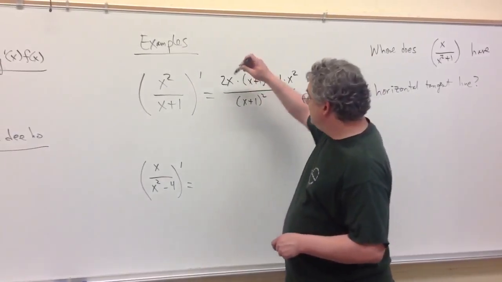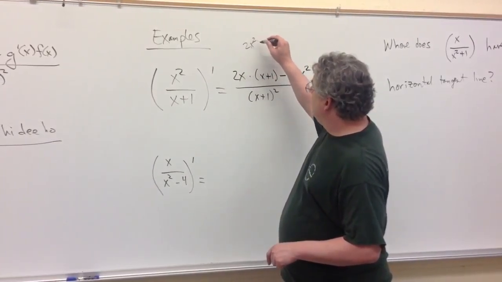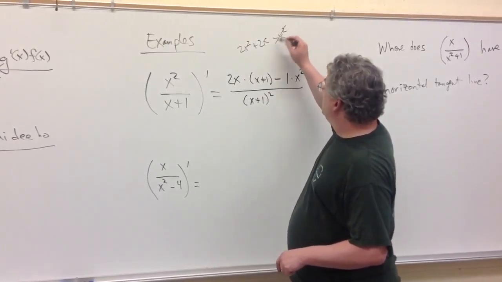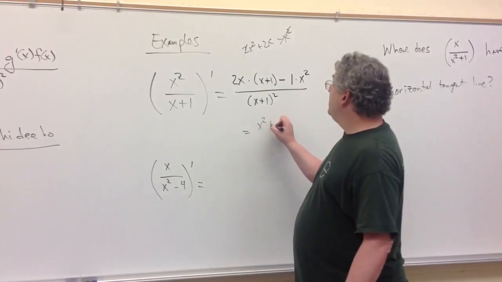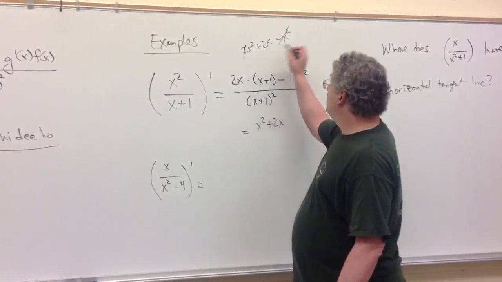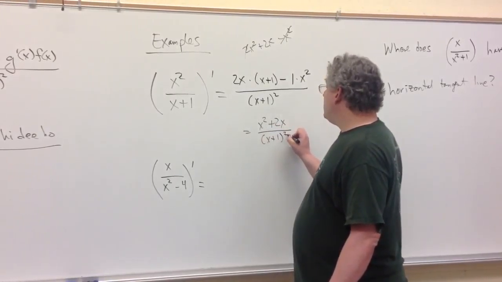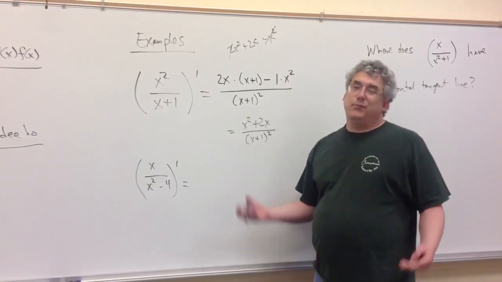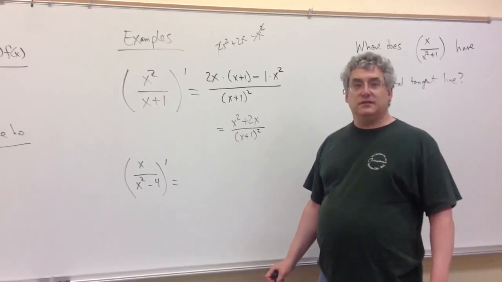So let's do this. 2x times this is what? 2x squared plus 2x minus x squared. I can cancel one of them. So I'm going to end up with x squared plus 2x for the top over x plus 1 quantity squared. Now, I could factor the top again, but unless I really need to, I'm satisfied with this.